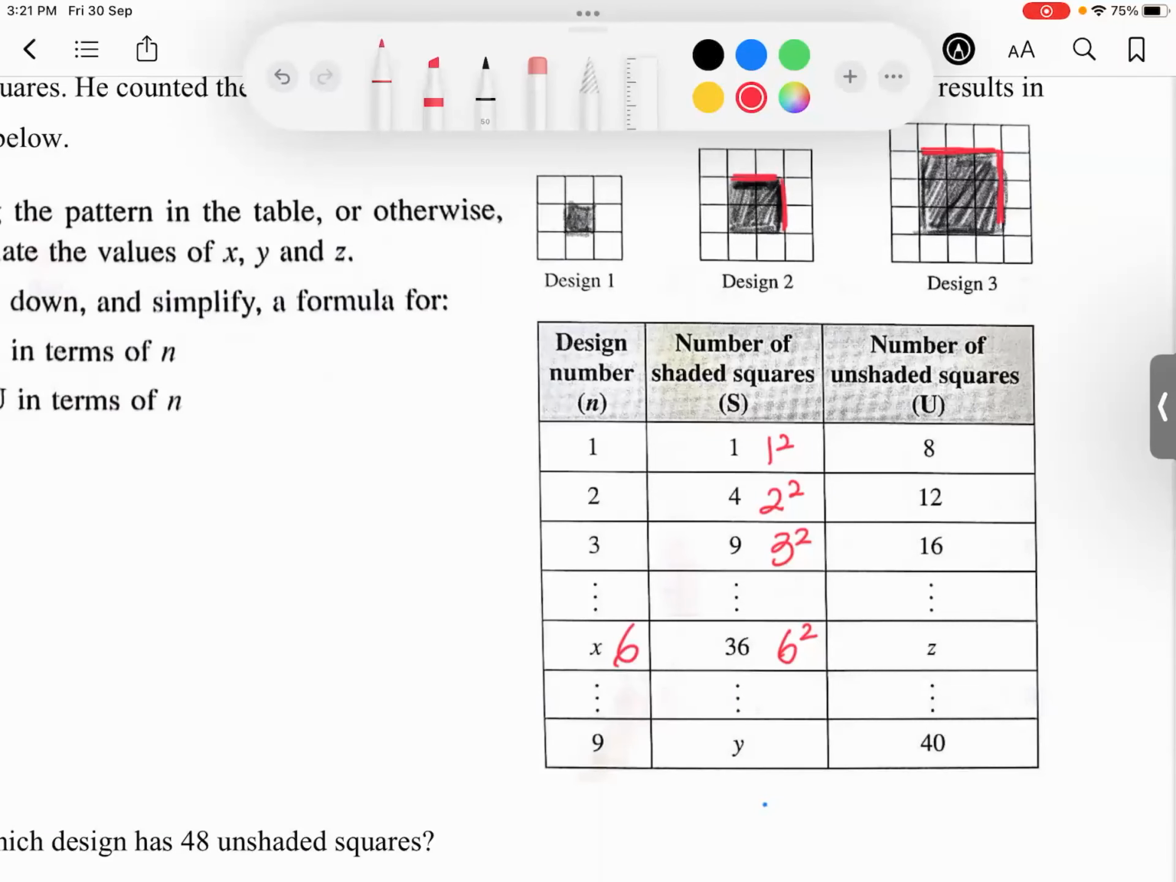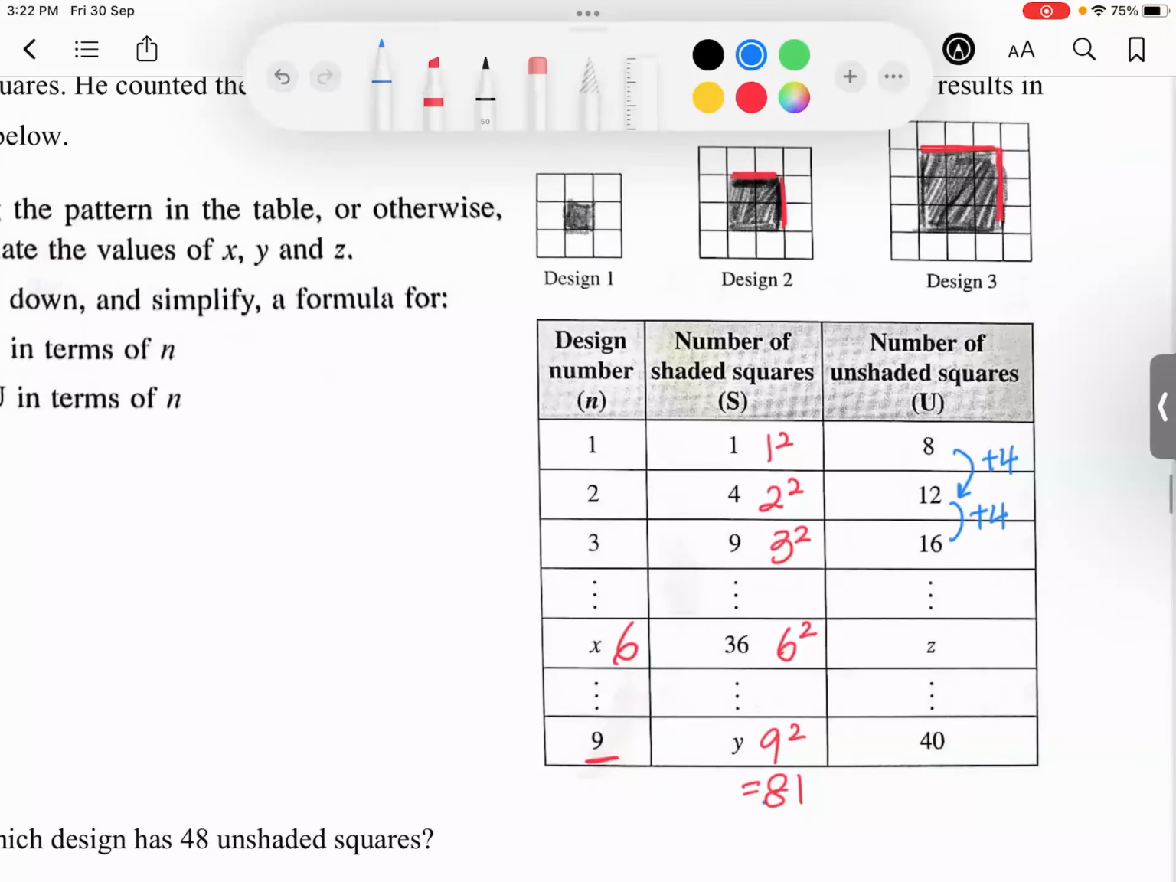X will be 6. Then if I want to get y, this one is 9. Then this one will be 9 squared, which is the number 81. Not so difficult, doable, just need to observe. Next, what about the numbers at the other side? The other one is definitely not going to be a square, so we need to observe. Every time I expand, 8 plus 4 gives me 12, plus another 4.